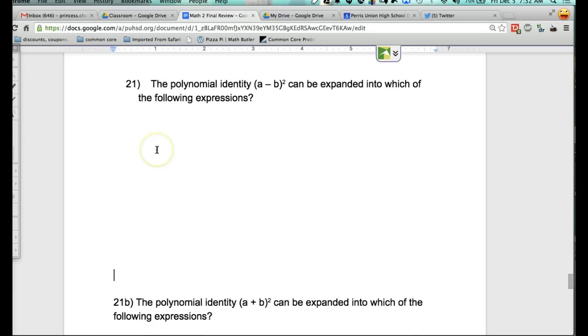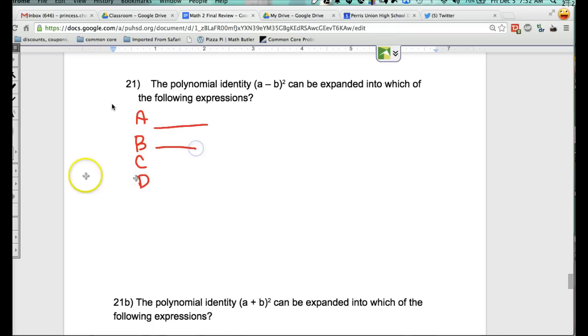Okay, now that you are done copying, I just want to explain to you really fast how you can solve this. It says the polynomial identity (a minus b) squared can be expanded into which of the following expressions? Okay, and of course this is a multiple choice test, so we have option A, B, C, and D, and they will give you different things, right? And let me just show you how to do this.